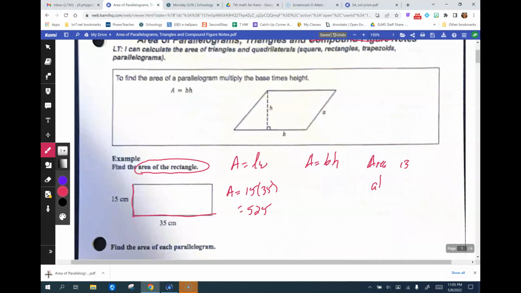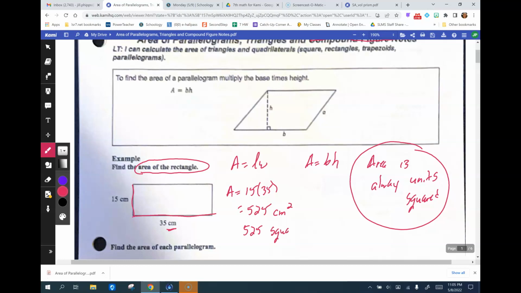Now remember, area is always units squared. Okay, so for instance here, it's going to be centimeters squared. You can also write this as 525 square centimeters. This is the more common way of doing it today. So that's a rectangle. A parallelogram is basically just a pushed over rectangle.